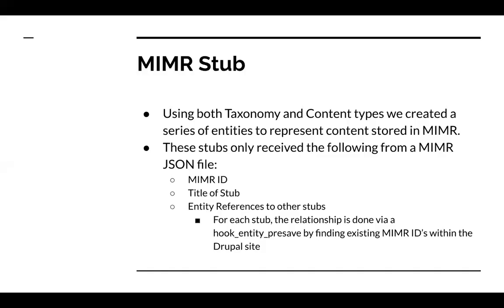So the solution we ended up coming up with is what we call a MIMR Stub. These are both taxonomy and content types. We created a series of entities between both of those types to create content that is just stored within MIMR. The reason we're calling it a stub is because it only receives a very small amount of information from MIMR itself, and that is the external MIMR ID, the title of the stub, which we use as the title of the entity, and any entity references to other stubs.